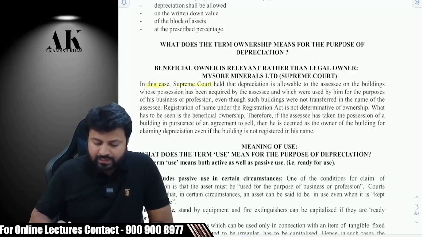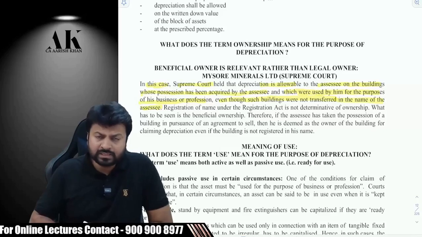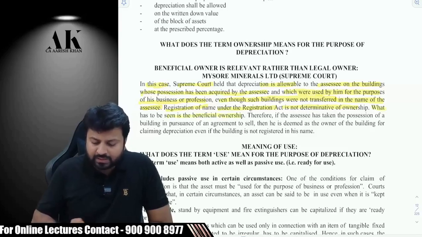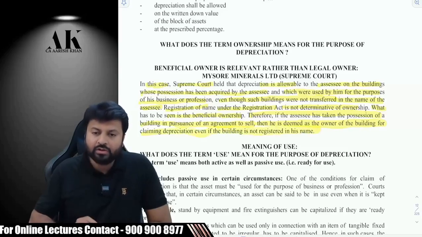In this case, the Supreme Court held that the depreciation is allowable to the assessee on the building whose possession has been acquired by the assessee and which were used by him for the purpose of his business or profession, even though such building were not transferred in the name of what? Assessee. Registration of name under the Registration Act is not determinative of ownership. The court said that registration is not an important criteria. What has to be seen is the beneficial ownership. Therefore, if the assessee has taken the possession of a building in pursuance of an agreement to sell, then he is deemed as the owner of the building for the purpose of claiming depreciation, even if the building is what? Not registered in his name. So, even if the building is not registered, it doesn't matter.